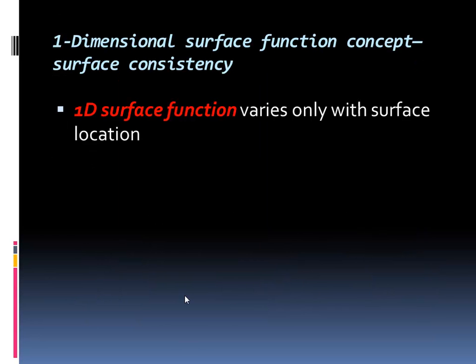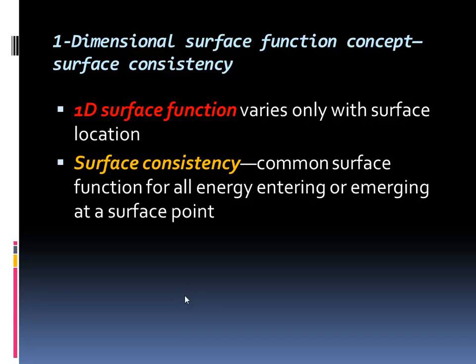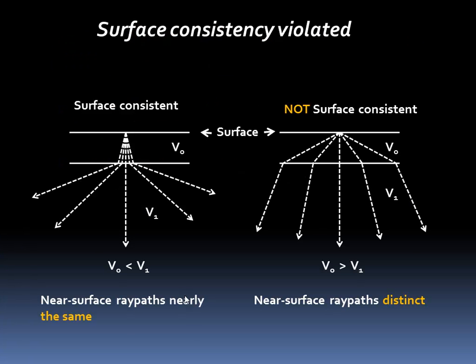Just to go a little further on that, if we talk about a one-dimensional surface function, this stays still with the concept of surface consistency. The surface function will vary only with surface location. Surface consistency means that all the energy entering or emerging at a surface point basically has the same surface function. This is what we mean. As you well know, this is the picture we have for surface consistency. Any energy that is transmitted into or back from the deeper Earth basically traverses the near surface in a very narrow cone of raypaths. In fact, we often assume that it's virtually the same raypath.